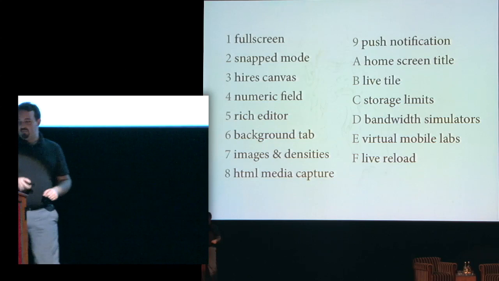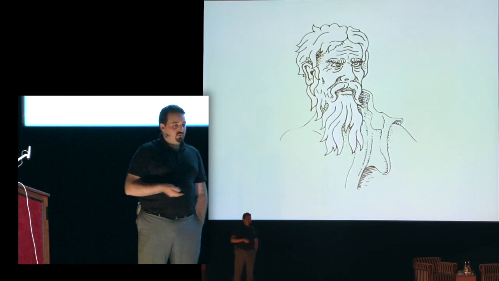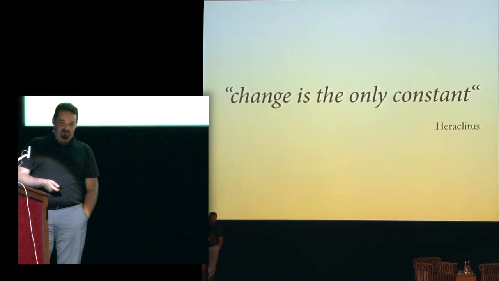And finally, do you know this guy? No? This is Heraclitus. I believe he was like 2,500 years ago. He was a good mobile web developer, because he said that change is the only constant. And that's basically the definition of the mobile web environment, right? So thank you.